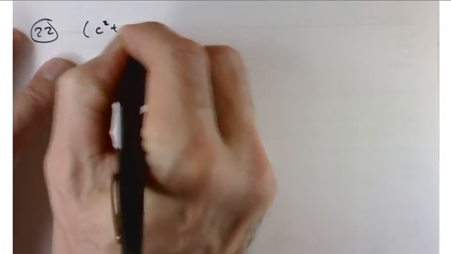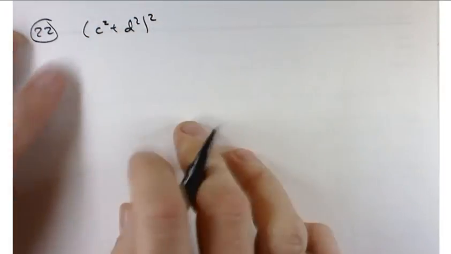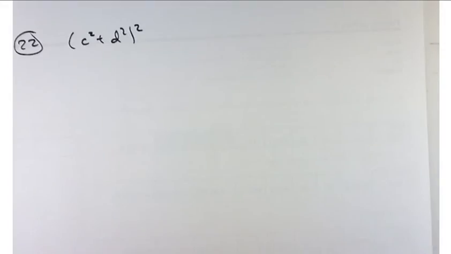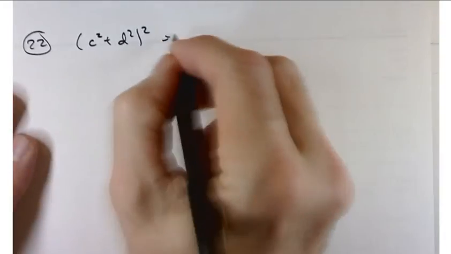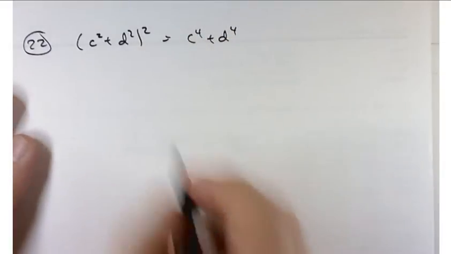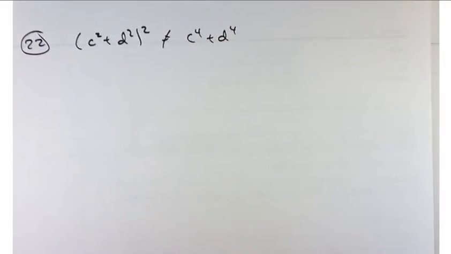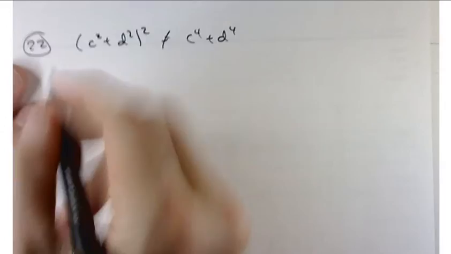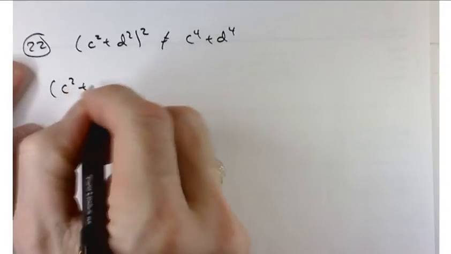C squared plus d squared raised to the second power. Can I say that that's just c to the fourth plus d to the fourth? No. Doesn't work that way. If you write that on an exam, let me thank you in advance. You're making my job of grading very easy. But it's wrong. Sorry. So let's work this out by multiplying it by itself.